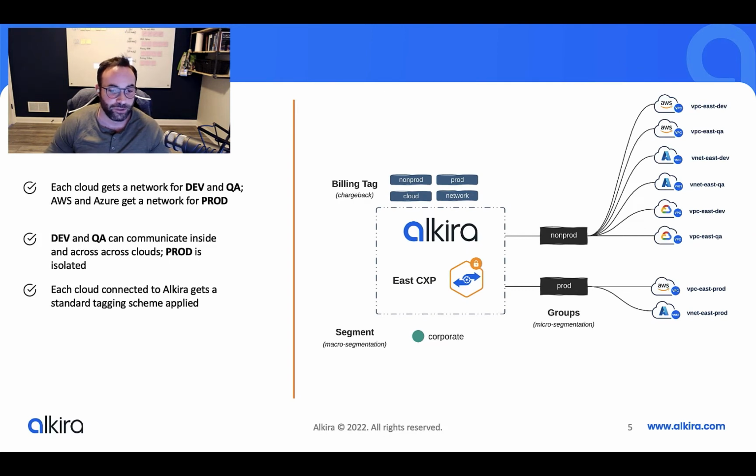Here's a bird's eye view of the topology that we're going to provision, along with a few requirements that we want to meet. Each cloud provider is going to get a dev and a QA network, and then Azure and AWS are going to get a production network as well. Dev and QA should be able to communicate inside and across clouds, but we want to keep prod isolated on its own. And each cloud connected to Alkira gets a standard tagging scheme applied to it.